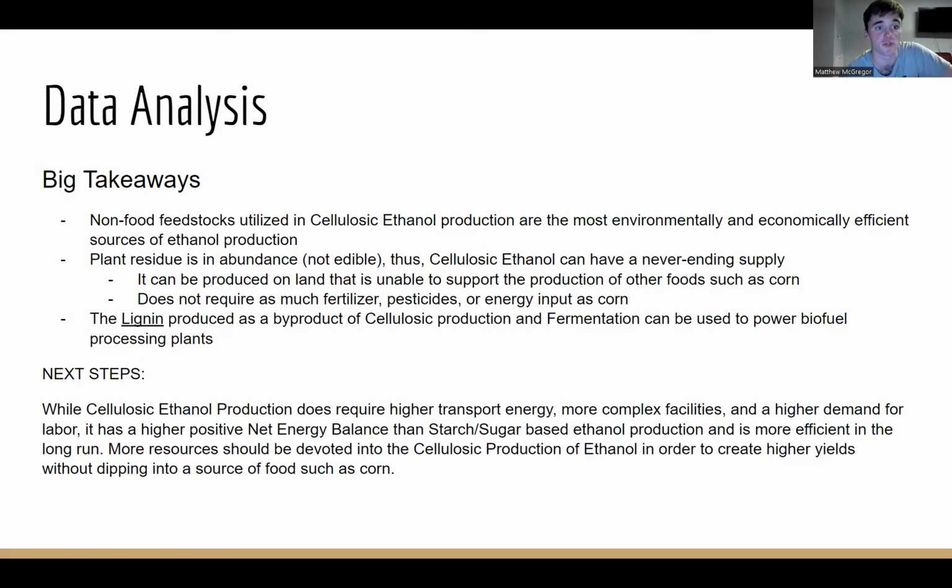And then the lignin that is produced as a byproduct of cellulosic production can actually be used to power the process in the first place. So the byproduct can be used to power the entire thing, which is kind of cool.